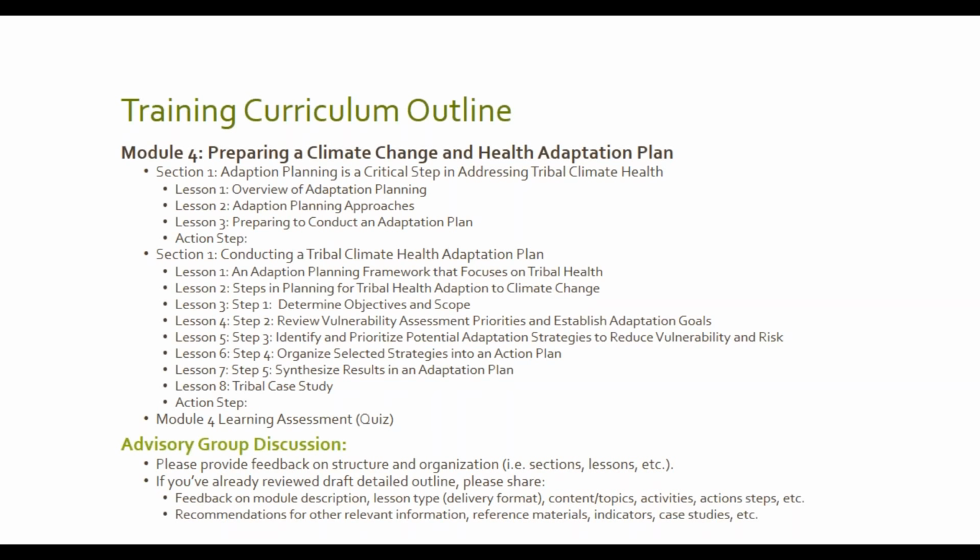So step 1 is, you know, these are similar. Step 1, again, you're going to determine the objectives and scope of your adaptation plan. Step 2, reviewing the vulnerability assessment priorities that you've already done and establishing adaptation goals. Step 3, identify and prioritize potential adaptation strategies to reduce vulnerability and risk. Step 4, organize selected strategies into an action plan. And then 5 is synthesizing those results into an adaptation plan. And again, ending with a tribal case study, hopefully working with some folks that have gone through this process and have some good lessons learned, and then an action step and a learning assessment.